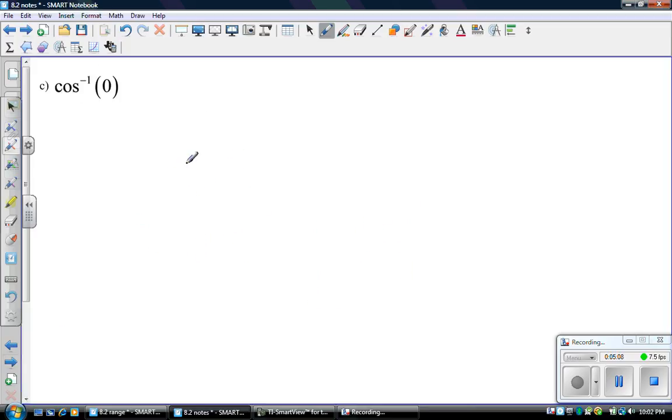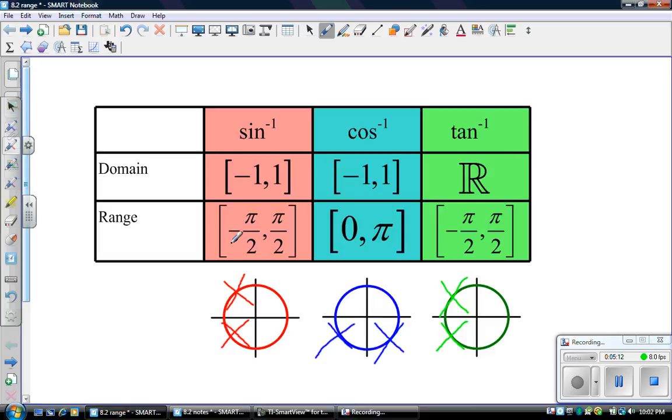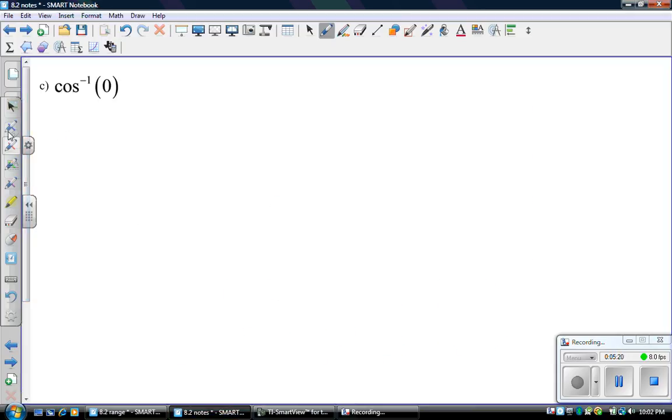On example C, it's an inverse cosine problem. So again, inverse cosine, I looked at my chart, and it has to be between 0 and pi. So immediately I cross out the bottom two quadrants. And I'll go blue here. So immediately cross out the bottom two quadrants. Now this one's actually a little easier than the other ones.